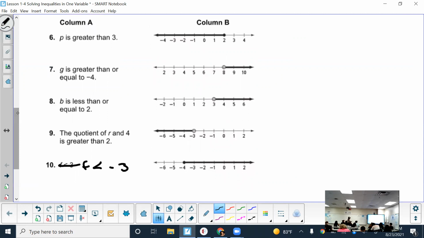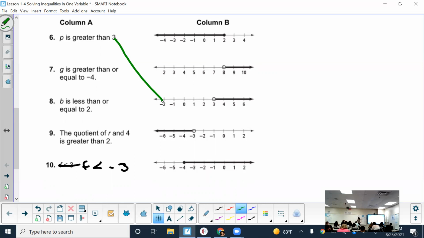All right, let's start with, last hour we started with column B first. So let's start with column A and see if that goes better. So which of these number lines matches P is greater than 3? The third one. All right, I would agree. So these number lines, you're going to see at least like 3 of them on your upcoming assessment. You need to get comfortable with them.